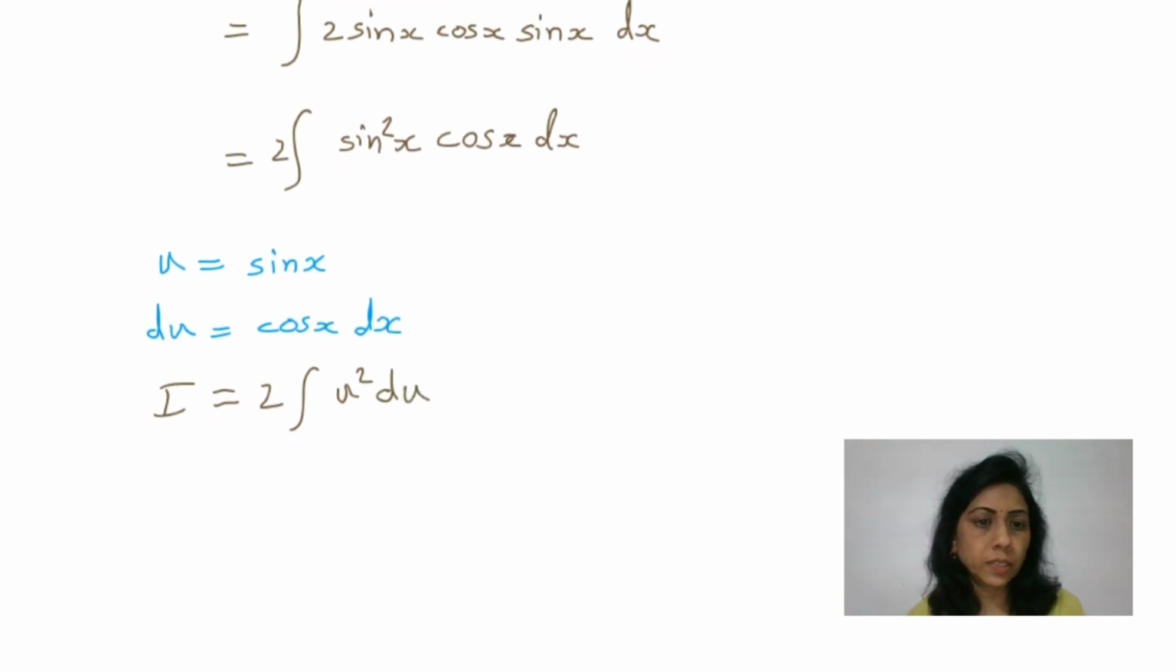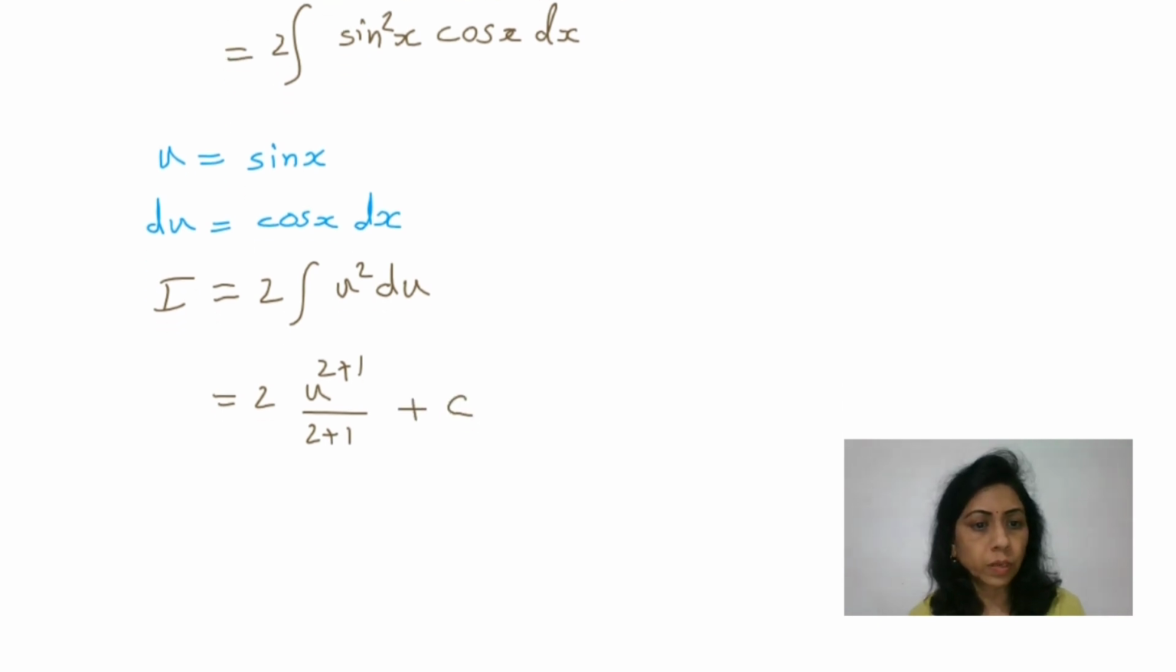Now we can easily integrate u square. According to the integration formula, this is 2 times u to the power 2 plus 1, divided by 2 plus 1, plus c, an arbitrary constant. So 2 plus 1 is 3, and we can write it as 2 upon 3 u to the power 3 plus c.